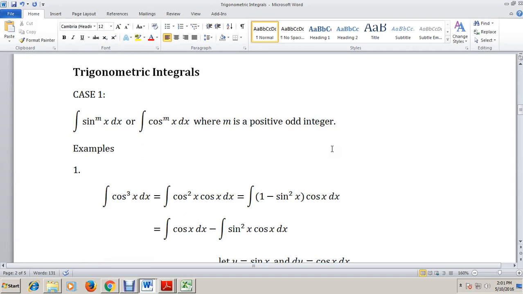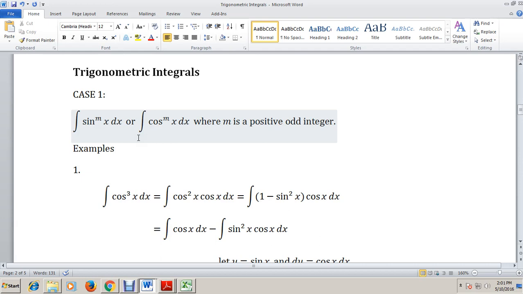Okay, so we will be breaking down those scenarios into cases wherein we will be dealing with the powers of sine and cosine, when the power of sine and cosine is a positive odd integer. Another case is when the powers of sine and cosine is a positive even integer. And the third case is when the power of the tangent is an integer also. Okay, so let's talk about case 1.